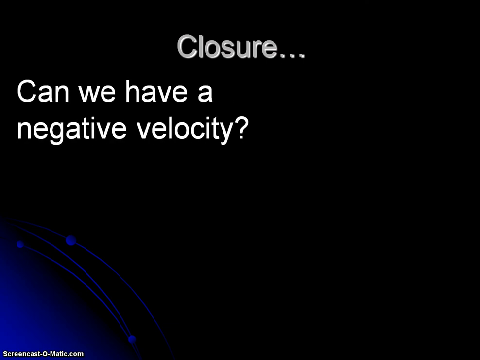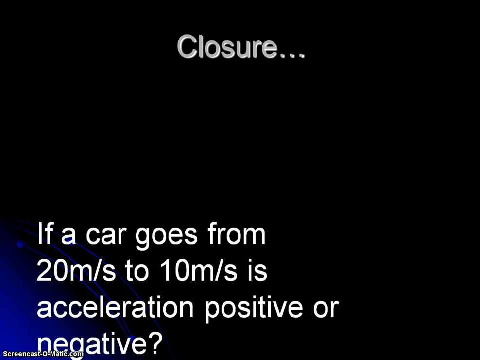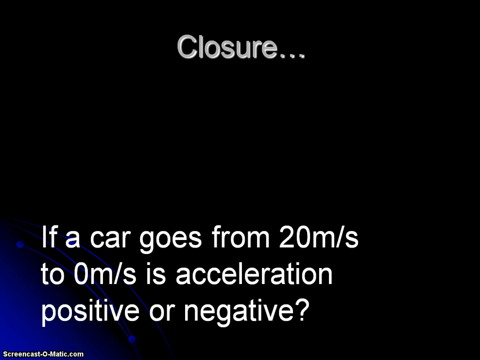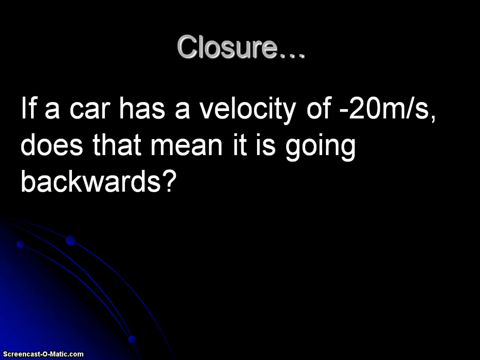All right, can we have a negative velocity? Yes, we can have a negative velocity. Can we have a negative acceleration? Yes, we can have a negative acceleration. If a car goes from 20 to 10 meters per second, is the acceleration positive or negative? Negative, of course. Car goes from 20 to 0, is the acceleration positive or negative? Still negative. Good. If a car has a velocity of minus 20, does that mean it's going backwards? No, it just means it's going in the negative direction.